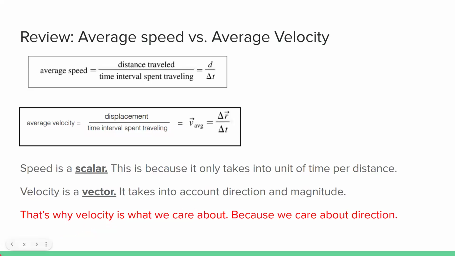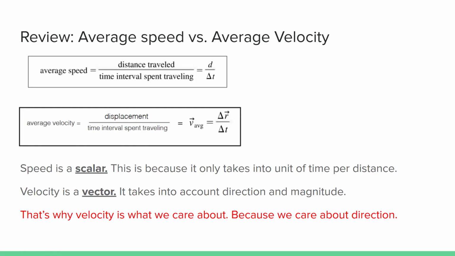So let's first review the difference between average speed and average velocity. In the everyday world, these two terms are often interchanged. This is really not correct. And here's the difference between speed and velocity.